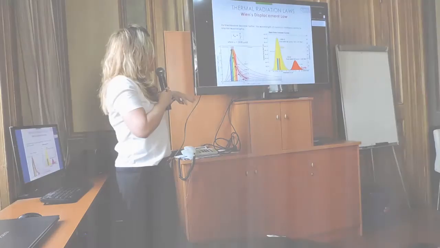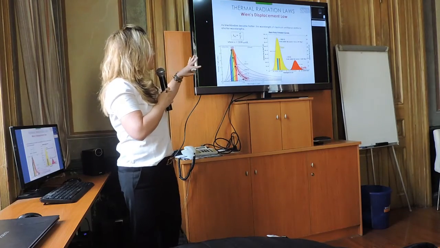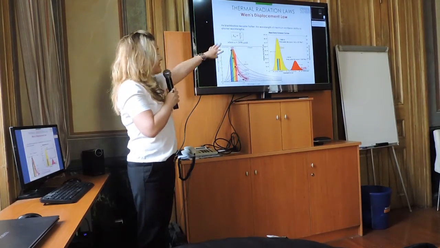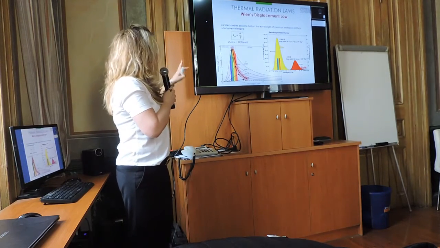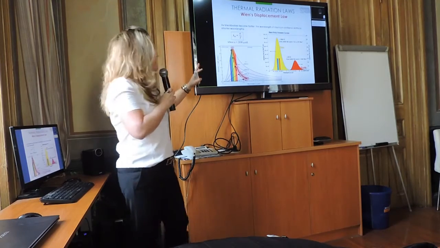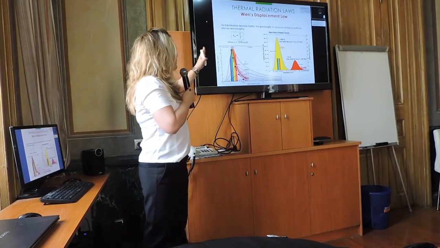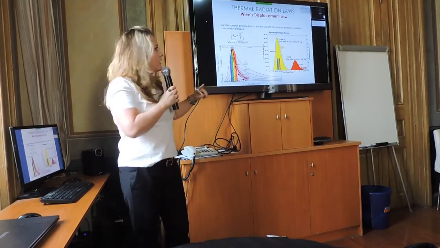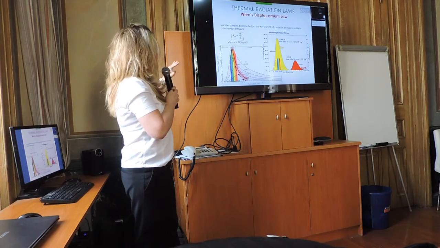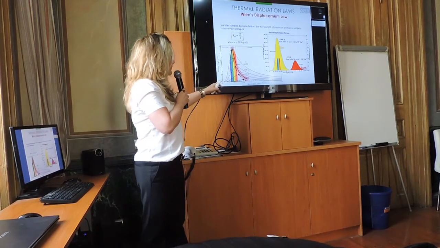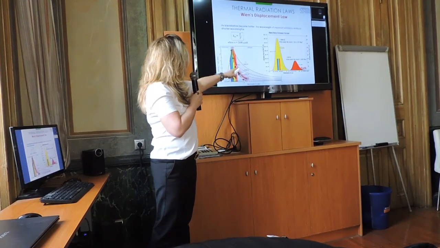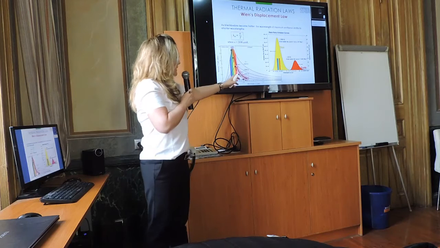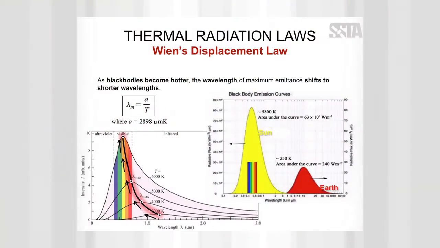Again, we're going to see this in more detail. Here we have Wien's displacement law, and this simple equation is probably the only equation I'm going to show today. So what Wien said is that as black bodies become hotter, the wavelength of maximum emittance shifts to shorter wavelengths. This is exactly what we saw before. So as you have hotter black bodies, the wavelength of maximum emittance is shorter.